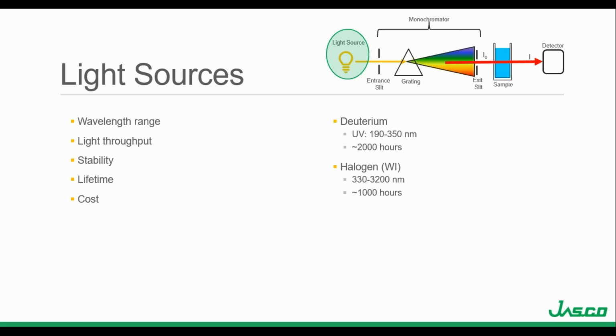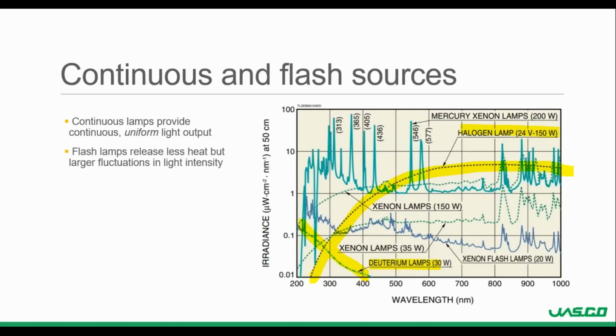So JASCO spectrophotometers use deuterium and halogen light sources. The deuterium lamp is used for the UV region from 190 to 350 nanometers and lasts roughly 2,000 hours, while the halogen lamp covers a broader spectral range from 330 nanometers to 3,200 nanometers and lasts about 1,000 hours. Both the deuterium and halogen lamps used are continuous sources, although the D2 is also a line source.